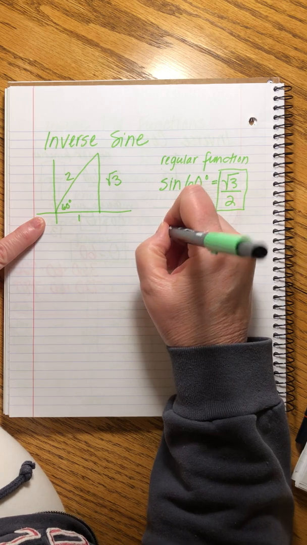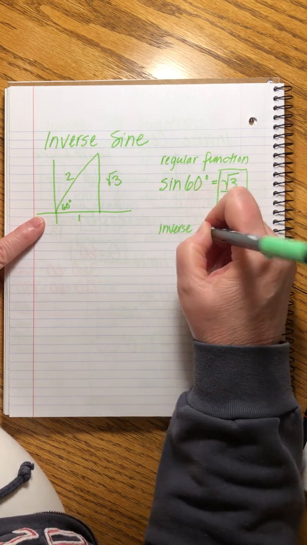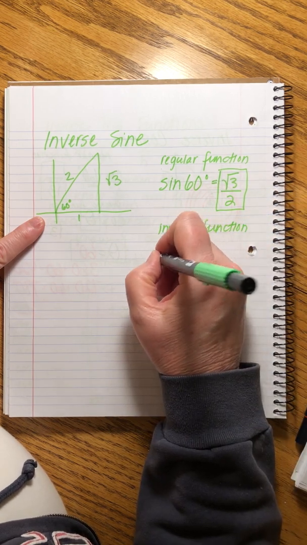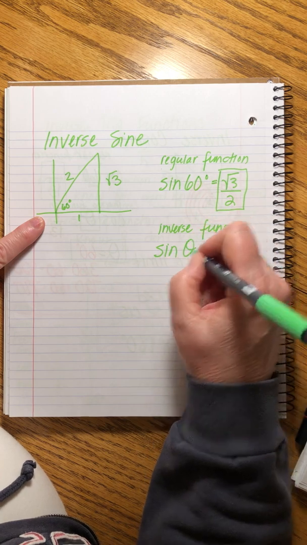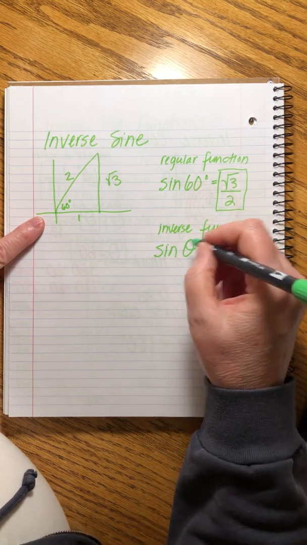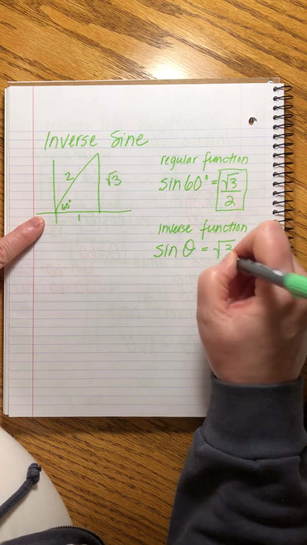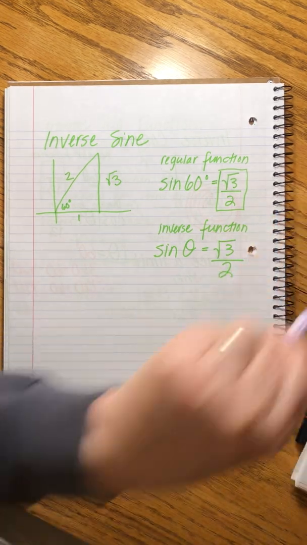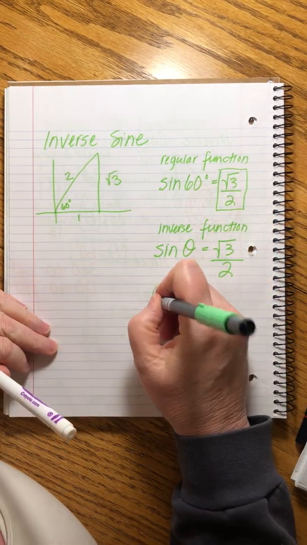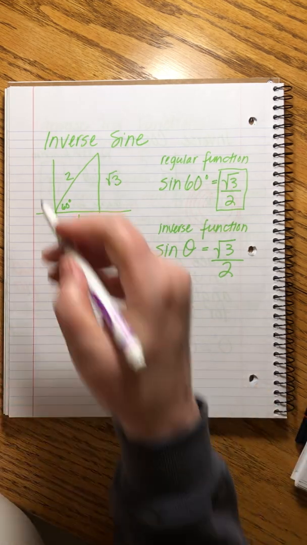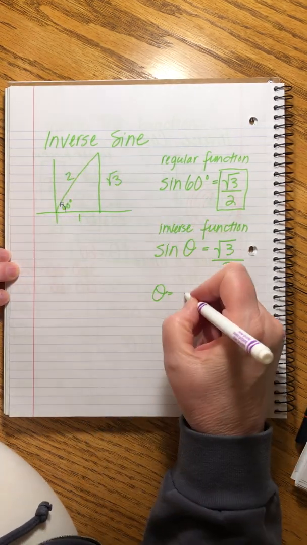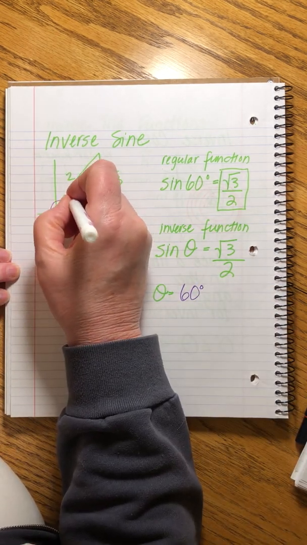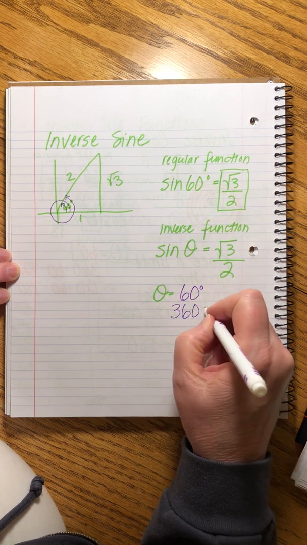When we go to find the inverse function, we're saying find all the angles, that's why we put the variable in there, that would have a sine of square root of 3 over 2. And this is where we start the spinning thing, right? Because we would say, okay, so theta can be equal to 60 degrees, but we could also spin around an extra time, and then it would be 360 plus 60.